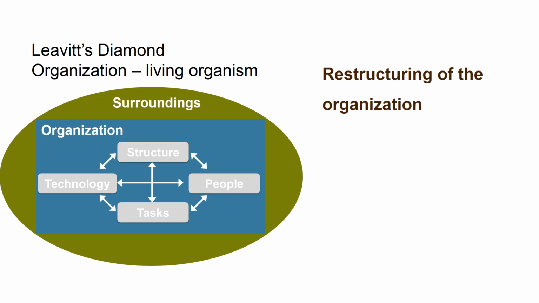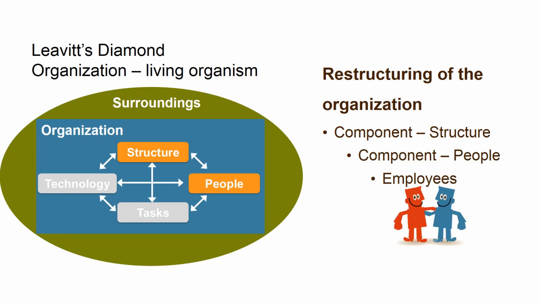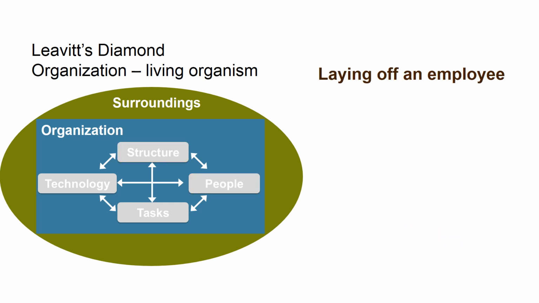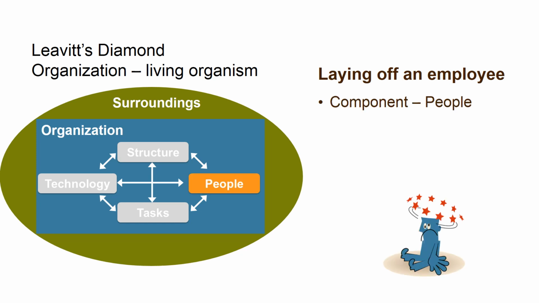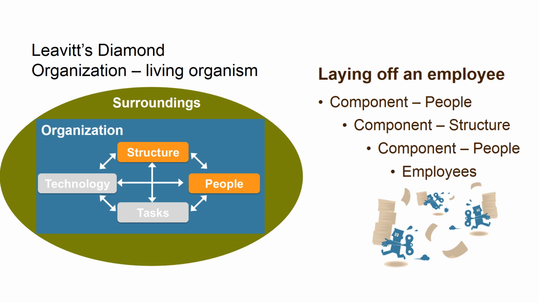Restructuring of the organization must of course be placed in the component structure. It affects component people as employees are moved around the organization. Laying off an employee. This is certainly in the component people, but then it becomes the component structure. Tasks are to be distributed amongst fewer employees. And then again, we are back in the component people. The remaining employees have to work harder.